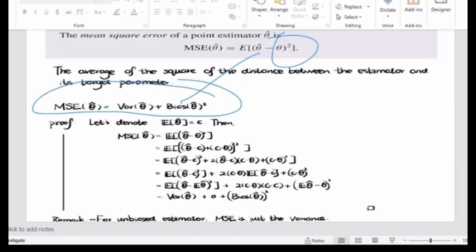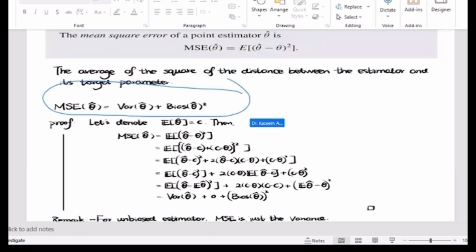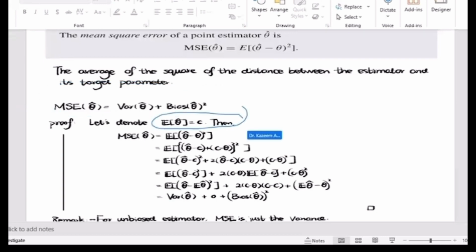Now, I want to prove this. I want to prove how the mean square error of an estimator can be broken down into the variance of an estimator and the square of bias. And I need you to focus on the board. I'm going to start with this. Let the expected value of theta cap equal C.